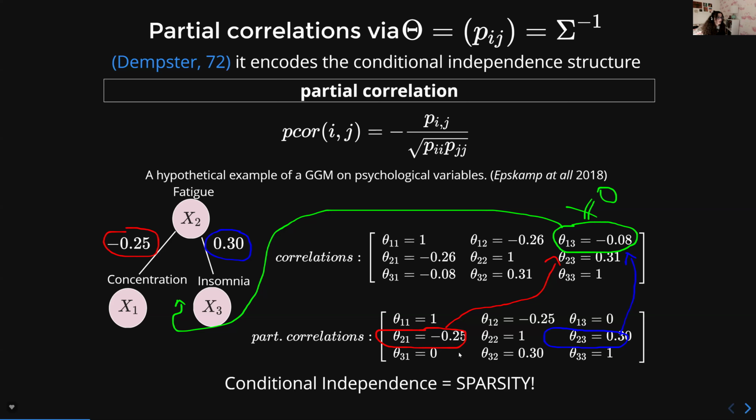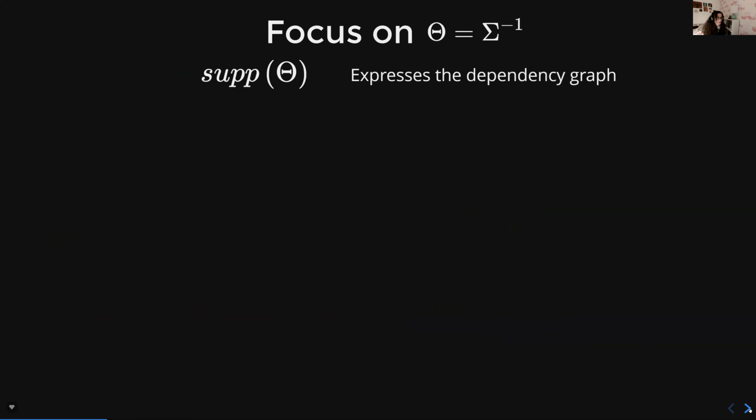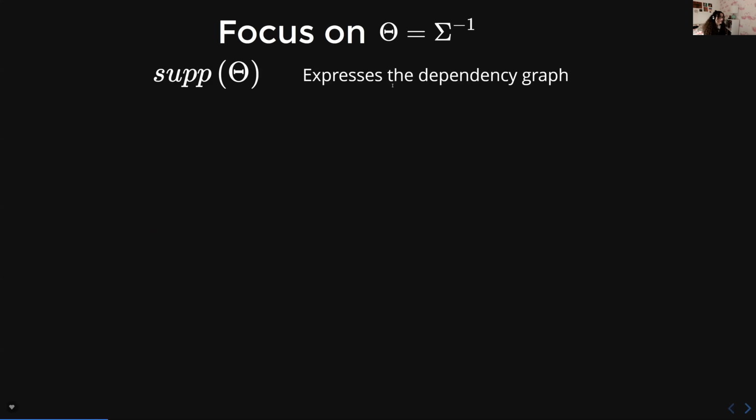And the conditional independence implies then sparsity. If something that wasn't 0 with the correlation would be 0 with the partial correlation or with the precision matrix. That's the idea that we want to exploit. So the support of the precision matrix will express the dependency graph.